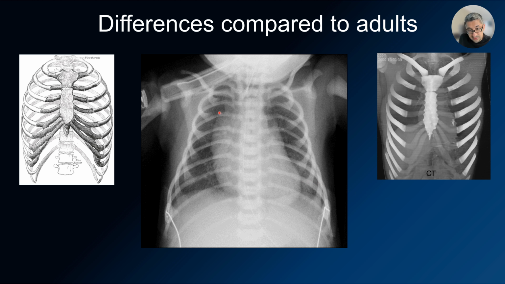The costochondral junctions are larger, as if the anterior aspects of the ribs are splayed, because the cartilage is not seen on the X-rays, but we can see it on the CT. You can see here, these cartilaginous components are very large in children, and this gives flexibility to the chest.